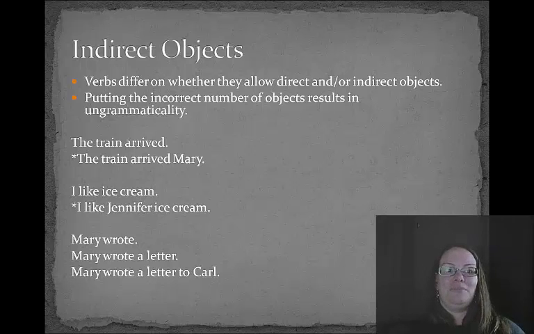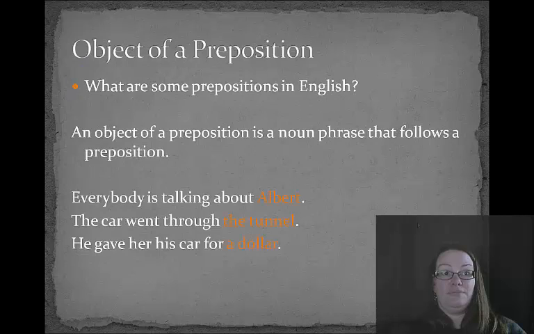I like ice cream. I like Jennifer ice cream. Nope, that doesn't seem to be okay. Mary wrote. Mary wrote a letter, direct object. Mary wrote a letter to Carl, direct object and indirect object, and that still seems to be okay. So it depends on what verb we have for whether or not it takes a direct or indirect object.